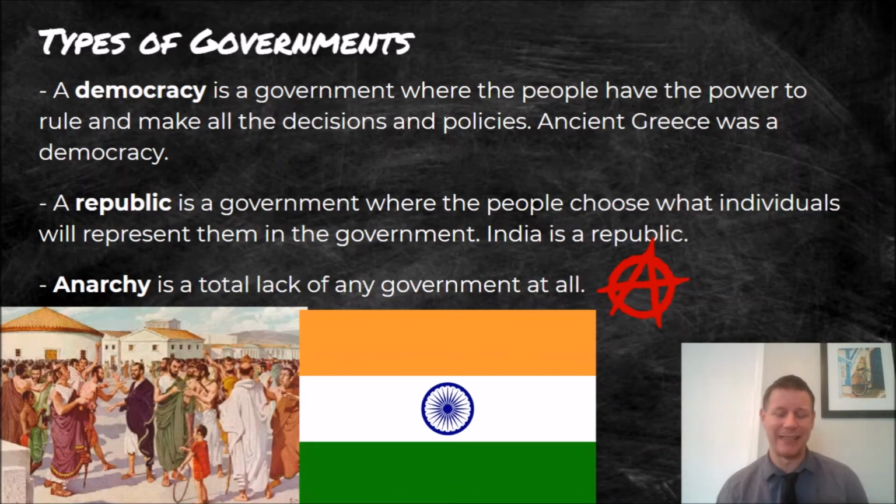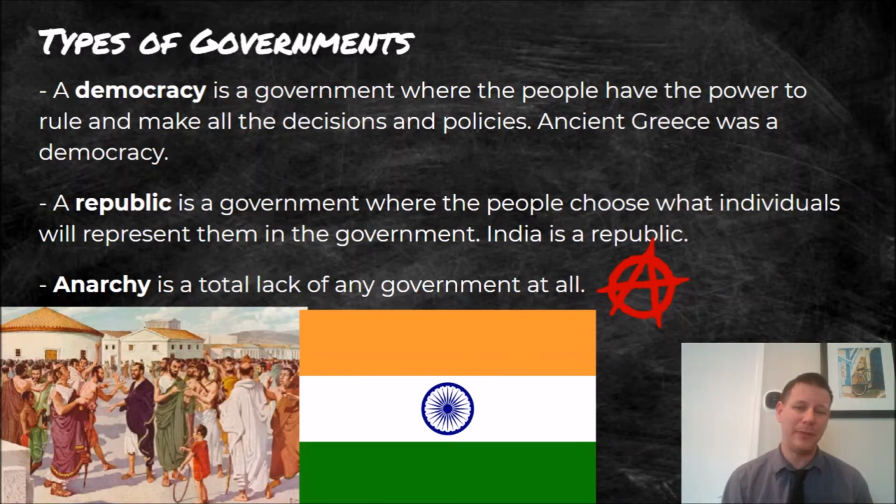Today, India is a republic, probably the biggest republic around. In India, people vote for representatives to go to the government and make decisions for them. That's what a republic basically is. Hopefully it sounds familiar. The fifth type is anarchy, which some people won't put on the list, but I like to because anarchy is kind of important.